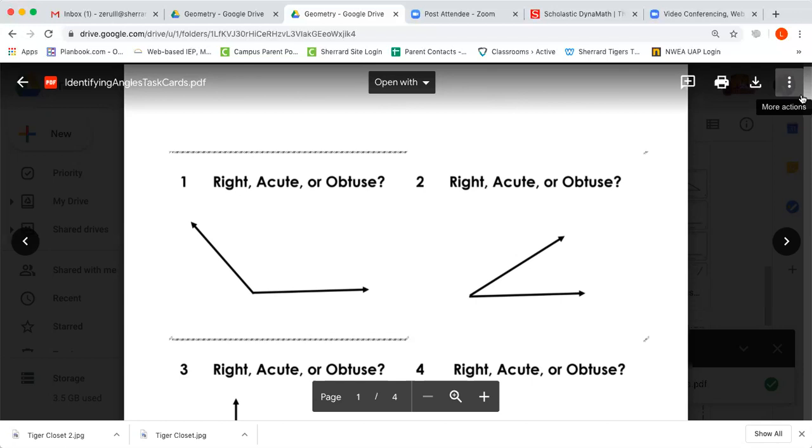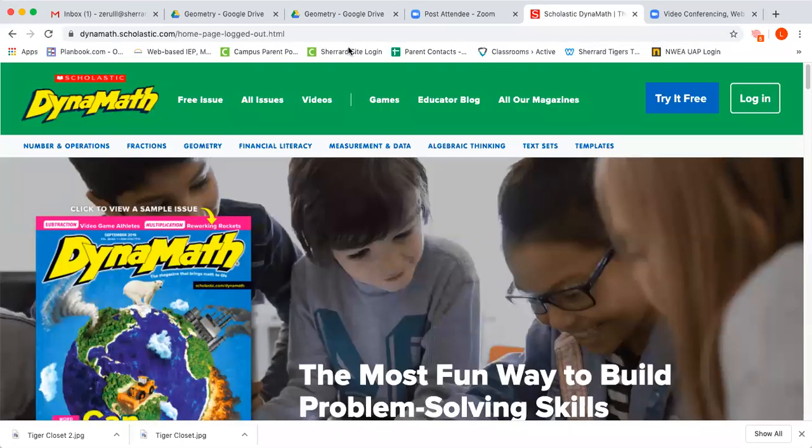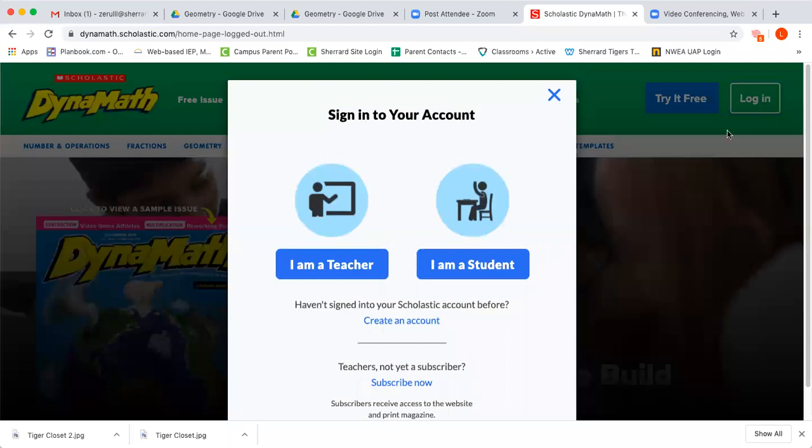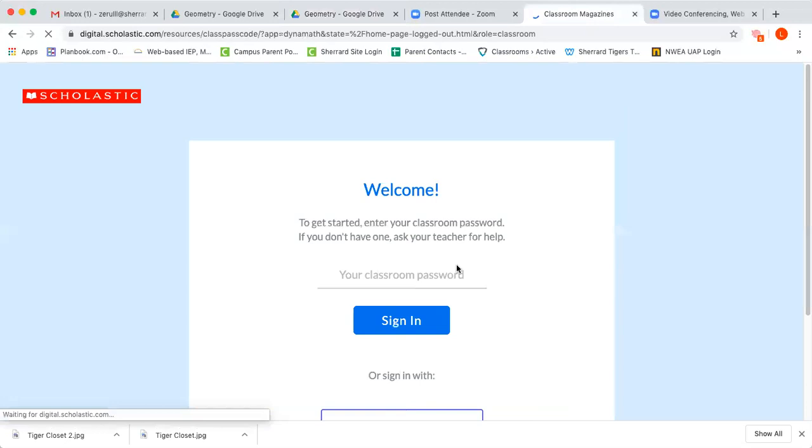So if you're ready, in Scholastic Dynamath, I'm going to give you the link in Google Classroom. And once you get there, you're going to log in, click login. You're going to go to where it says, I am a student. And you're going to use the password, the classroom password that I have provided to you, which is daybike7. And then you're going to sign in.